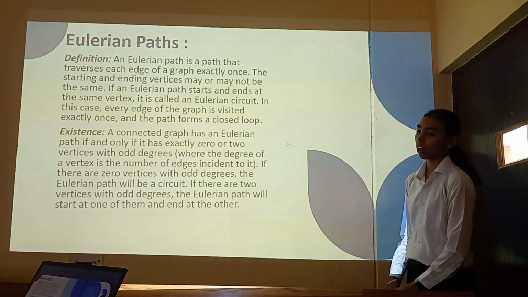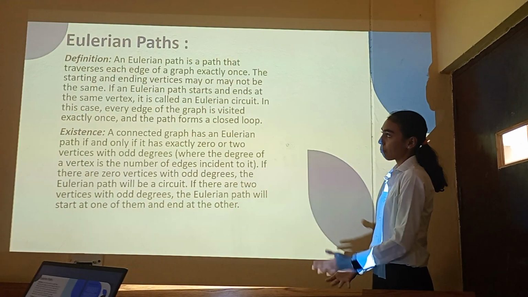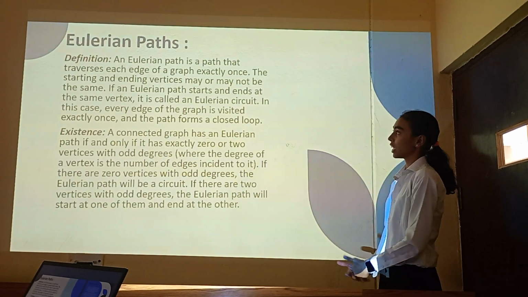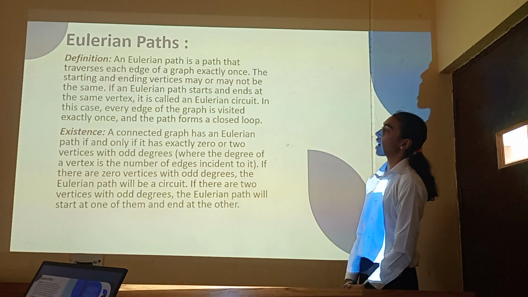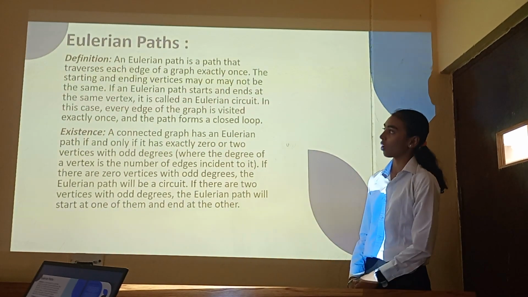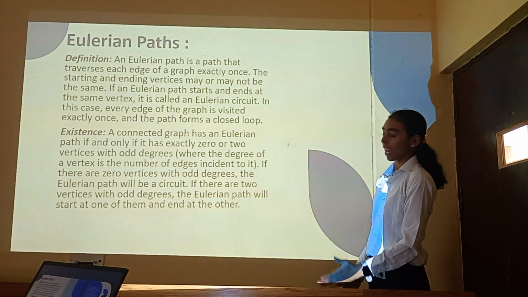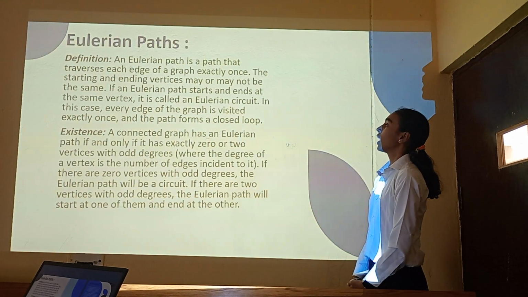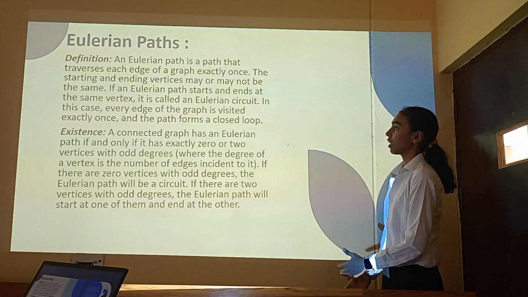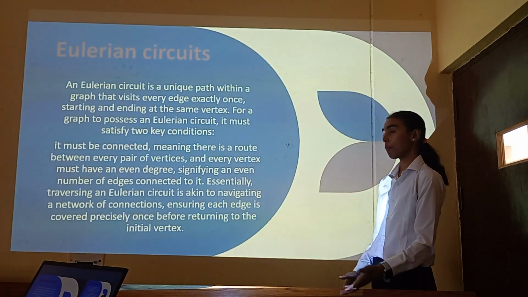Now here we will talk about Eulerian paths. An Eulerian path is a path that traverses each edge of a graph exactly once. The starting and ending vertices may or may not be the same. If an Eulerian path starts and ends at the same vertex, it is called an Eulerian circuit. In this case, each and every edge of the graph is visited exactly once and the path forms a closed loop.